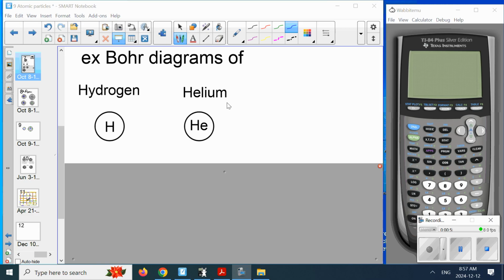By the way, I'll just backtrack. Hydrogen and helium have one ring around them because they are in the first row, left to right. So the first row, one ring, and one electron for hydrogen. So we just place it at the top. Place one electron. It's that simple.